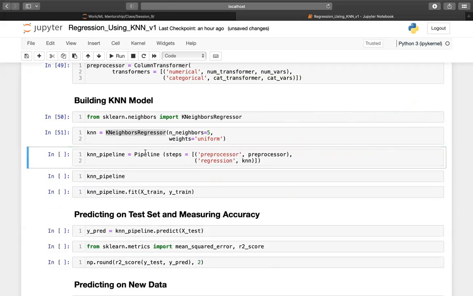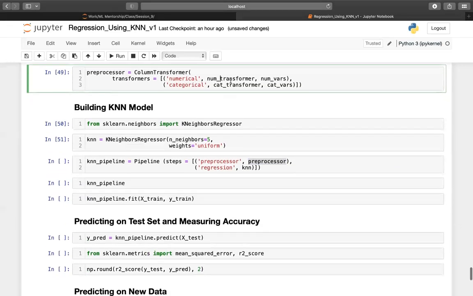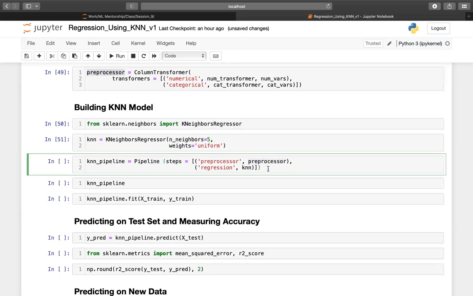So now we'll build the final pipeline. It's called the KNN pipeline. Now this will contain two steps. One, the preprocessor. Whenever you give the data, it will automatically transform it based on the two different pipelines for numerical and categorical features. So we'll apply this preprocessor and then we build the model.